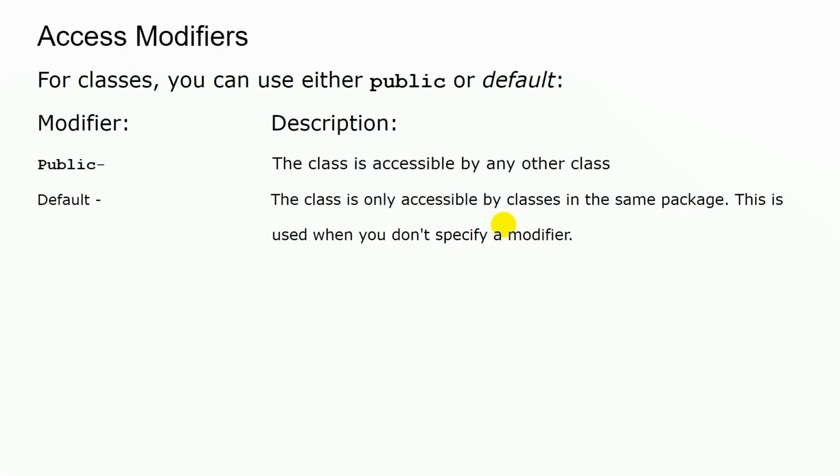So the public classes can be accessed by other classes, and the default classes can be accessed by the classes in the same package. The default modifier is used if you don't specify a modifier for your class.